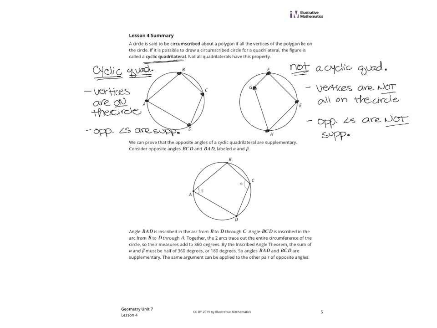This is the same as we just did. In this one, the idea again is that my beta plus my alpha angles would be 180 degrees, and this particular quadrilateral would be a cyclic quadrilateral because all of my vertices are on the circle.